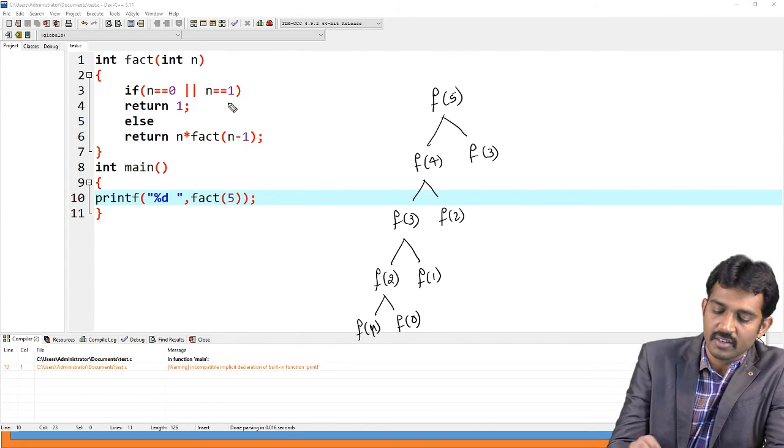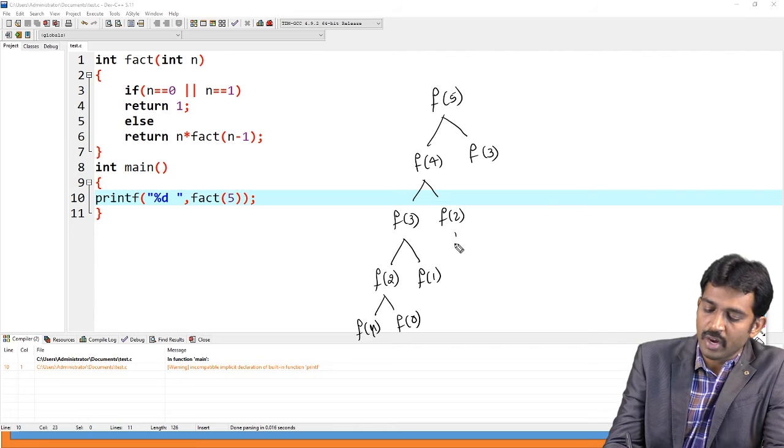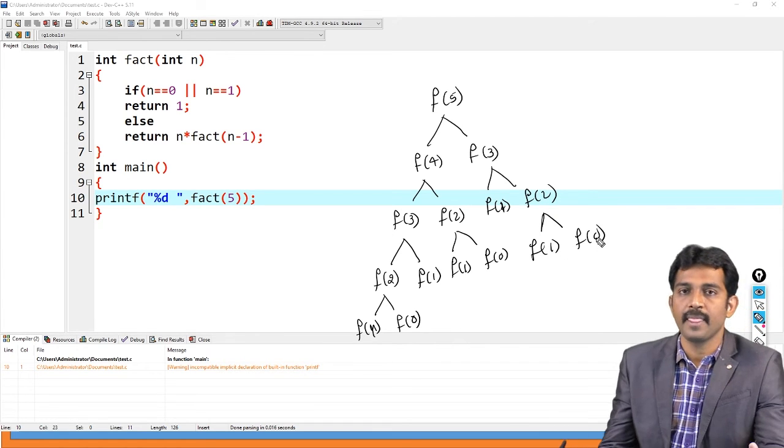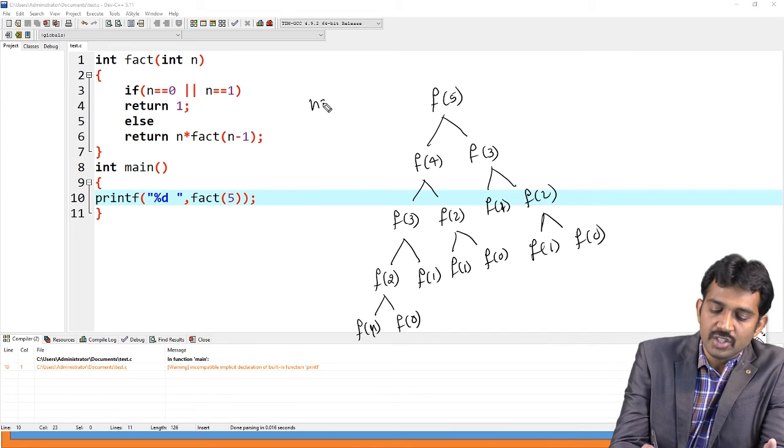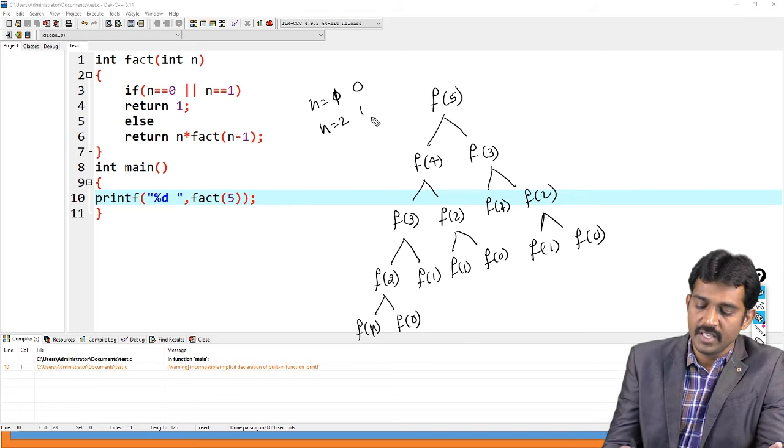F of 1 value is already there, right? F of 2 is f of 1 and f of 0. F of 3 means f of 2 and f of 1. F of 2 means f of 1 and f of 0. You know that? So the n value is 0, n value is 1 and n value is 2. For 1 the value is 0, for 2 the value is 1. Just substitute.